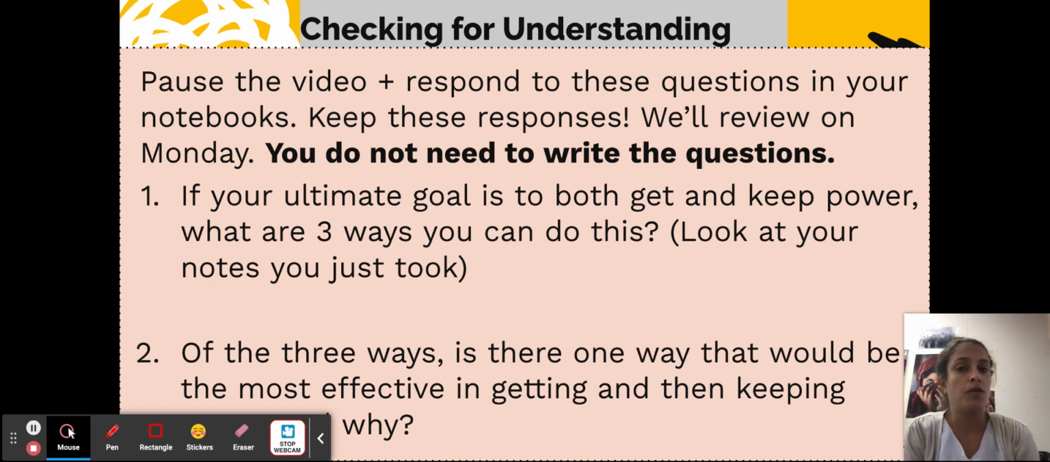If your ultimate goal is to both get and keep power, what are 3 ways you can do this? Okay? Look back at those 8 methods of control and think about what are 3 ways you can do this. Of those 3 ways that you just chose in question 1, is there one way that would be the most effective in getting and then keeping power? And why? So pause the video to answer these questions.